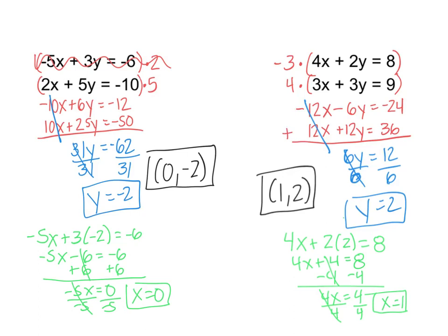So just to summarize these notes from today, we're using elimination and we don't have opposites, so we need to create opposites by multiplying one or both of the equations by a number to create the opposites.